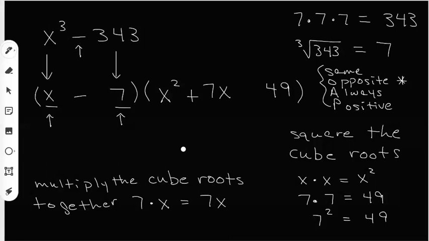And then the last sign is always positive. So that means whatever sign is going to be the last one inside of the long factor, it's always going to be a plus sign. So I put the plus sign at the end. And there we go. It's fully factored. So that's how you factor a difference of cubes.